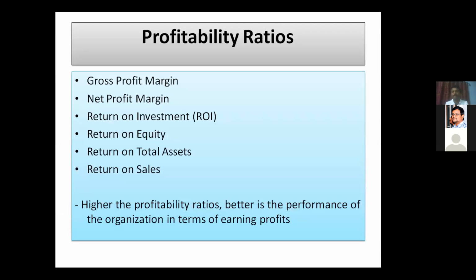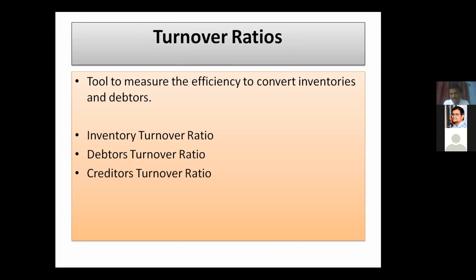There are various profitability ratios that we study under this category: gross profit margin, net profit margin, return on investment, return on equity, return on assets, return on sales, return on working capital. The list goes on and on. Here it is about profit, in terms of earning profits. Quite simple to understand. Higher the profitability ratio, better it is. So I'll quickly run through the other types of ratios also.